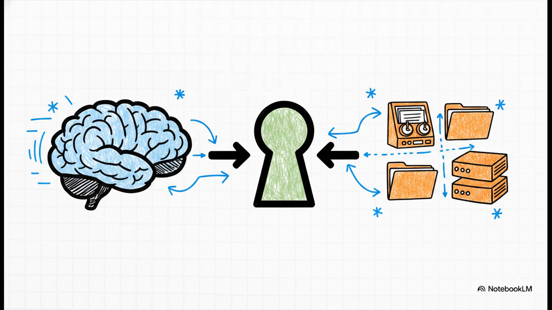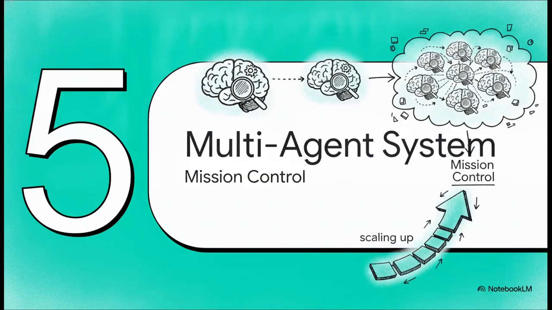The MCP handles all that complex authentication and data translation seamlessly in the background, so the agent gets that external context instantly, making its answers highly customized and totally accurate to your business data. And that leads us to our final part, Section 5, the multi-agent mission control.